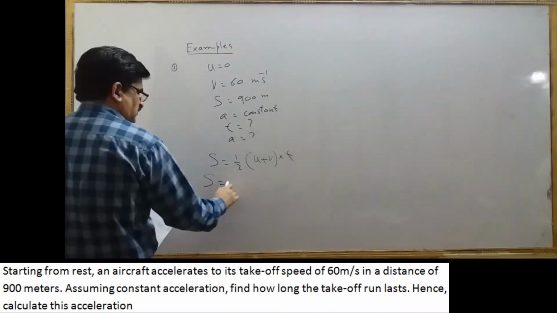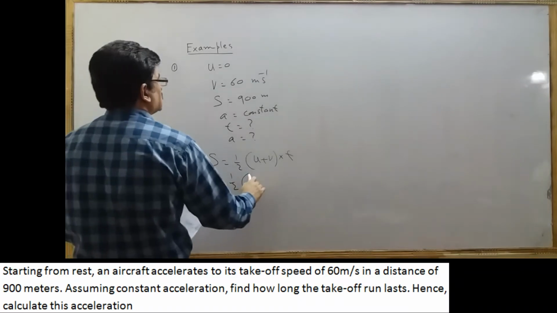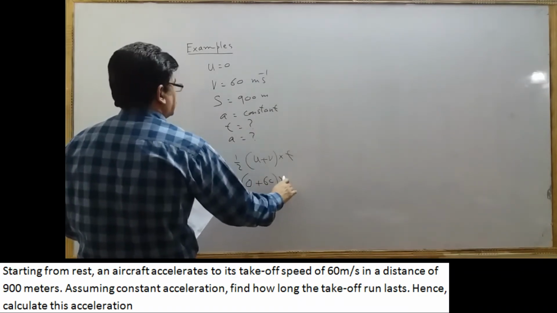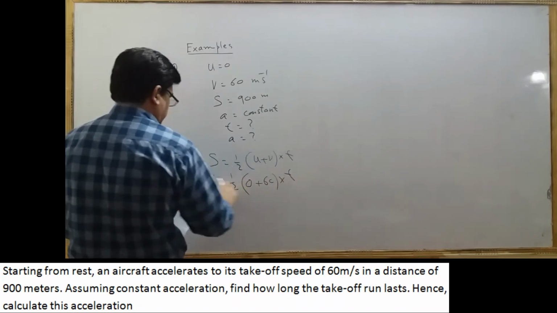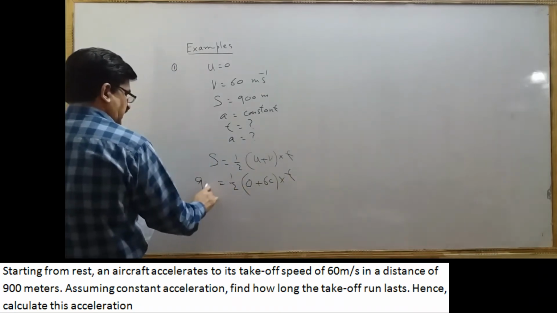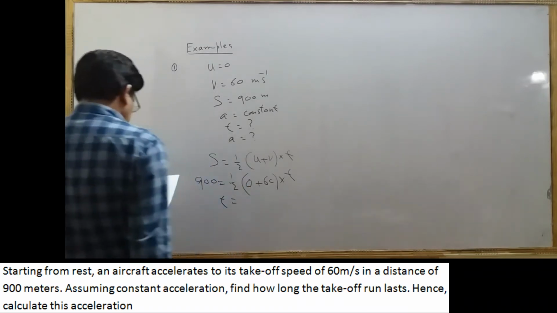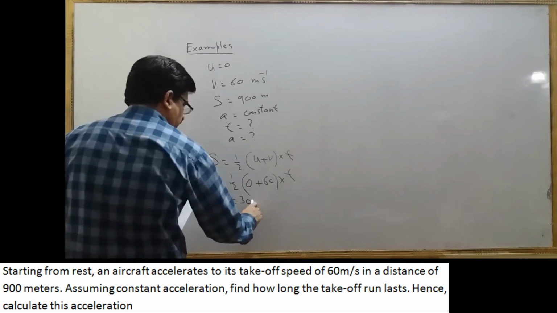Now put in the values. 1 over 2, initial velocity is 0, final 60, time we have to find. Here you should put the value which is 900. On simplifying, you will get time 30 seconds.